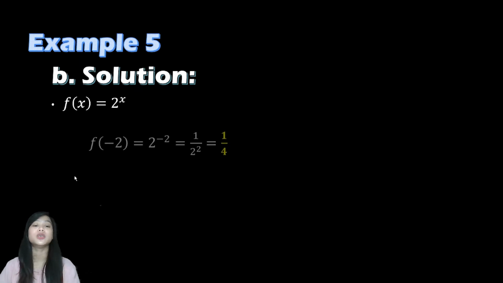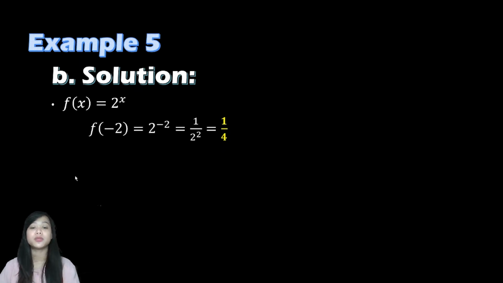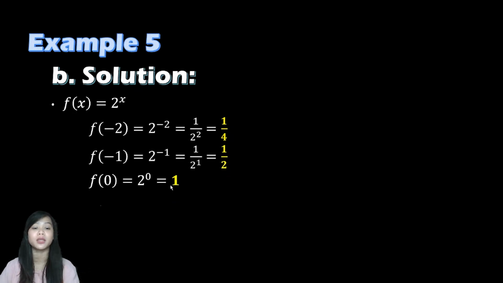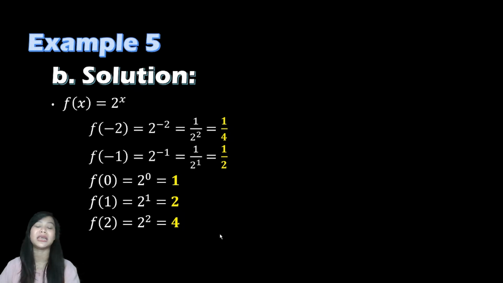Now, for letter B, we have again y equals f of x equals 2 raised to x. So we have the value 1/4 for f of negative 2, 1/2 for f of negative 1, and 1 for 0. For 1, we have 2. For f of 2, we have positive 4. We've already computed these in the first part, examples 1 and 2. That's why we run through it quickly here.